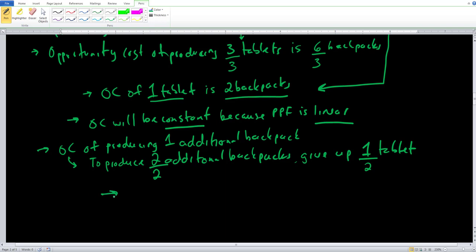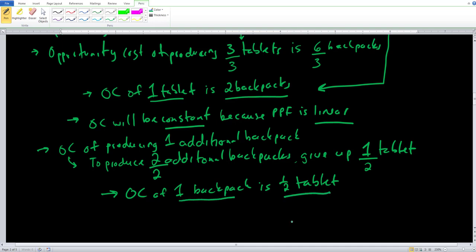That just tells us that the opportunity cost of 1 backpack, in order for us to produce 1 additional backpack, what do we give up on the production of? We give up half a tablet. So it is 1/2 a tablet. So in order for us to produce 1 additional backpack, we have to give up on the production of 1/2 a tablet. And once again, the opportunity cost is always set in terms of the other good. The opportunity cost of 1 backpack is 1/2 a tablet in this instance.